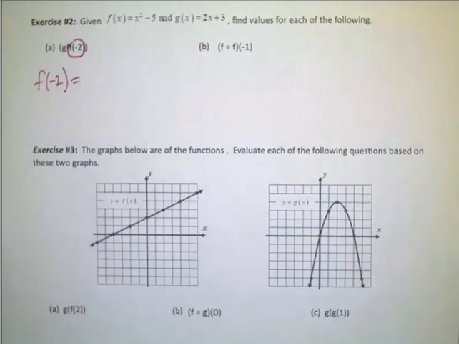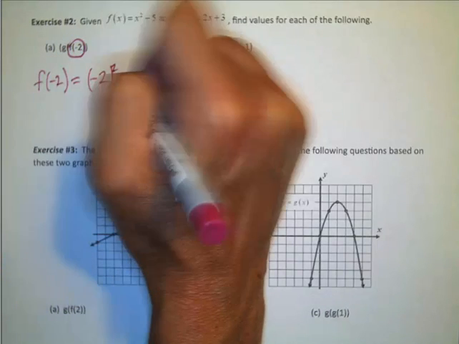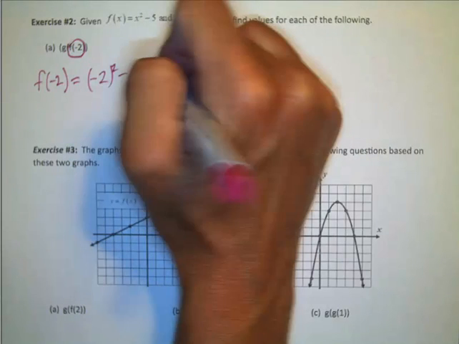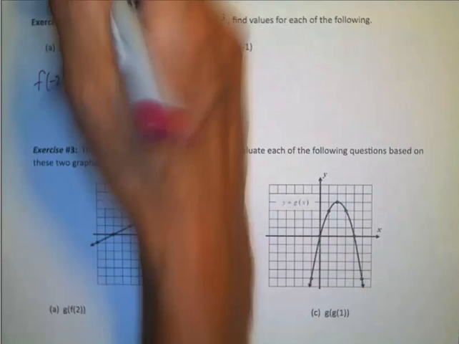So in the f function, we're going to put negative 2 where x is. So negative 2 squared minus 5. If you don't put that negative 2 in parentheses, you are not going to get the right answer. So we have an answer of negative 1. So f of negative 2 is negative 1.